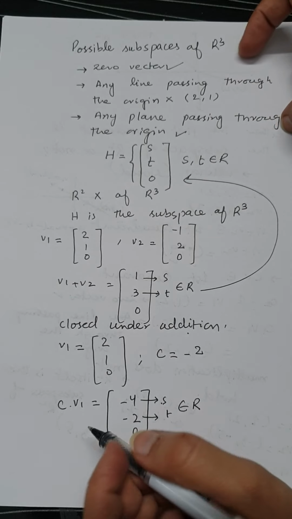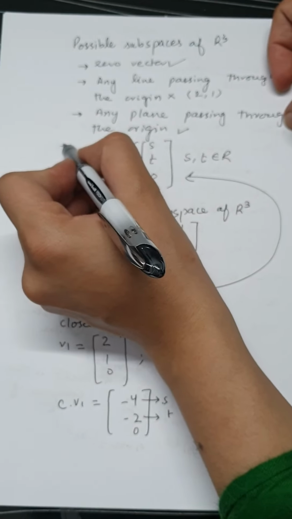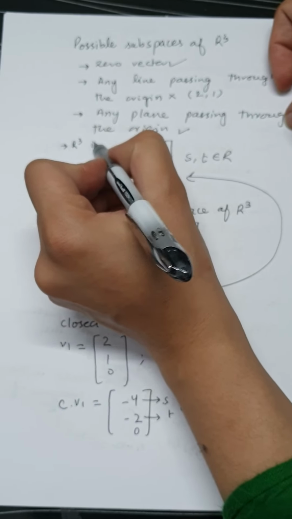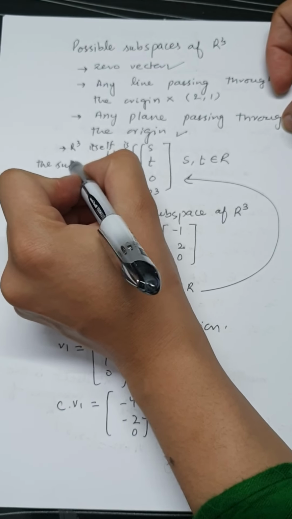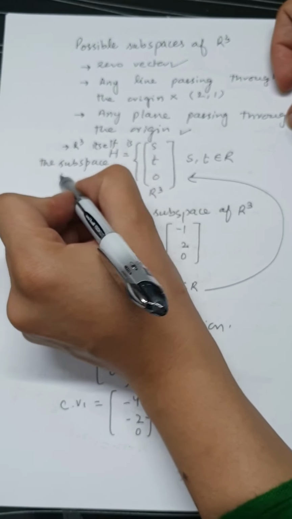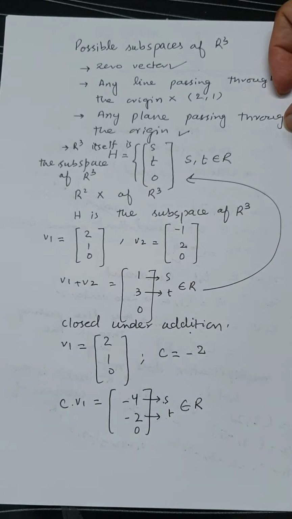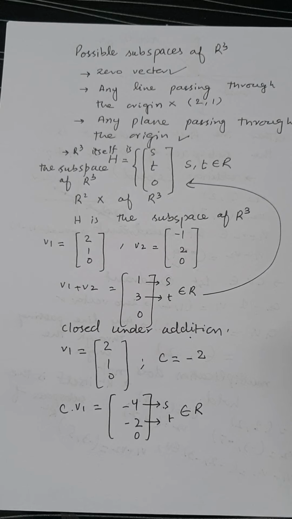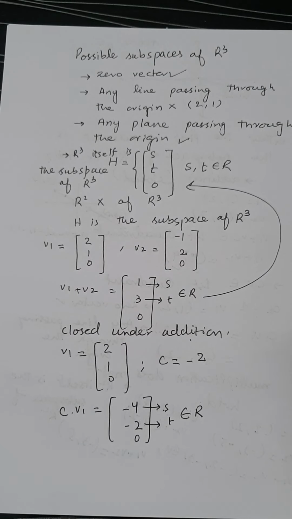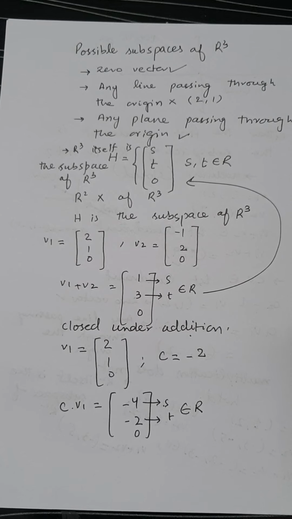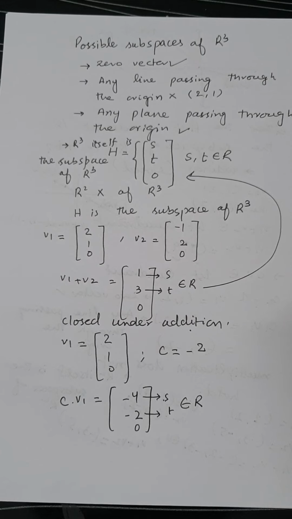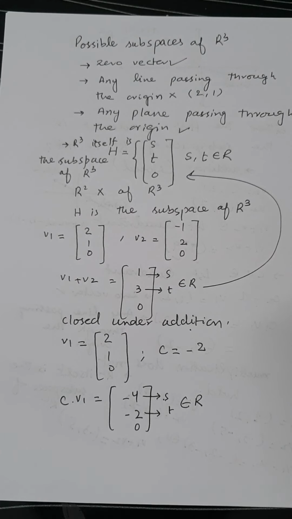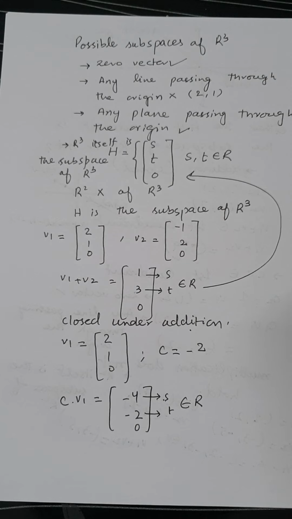The third possible subspace of R3 is R3 itself. All right. If I have a plane in R3 that doesn't go through the origin, then it is not a subspace of R3, because the plane doesn't contain the zero vector of R3. Similarly, a line in R2 not through the origin is also not a subspace of R2.